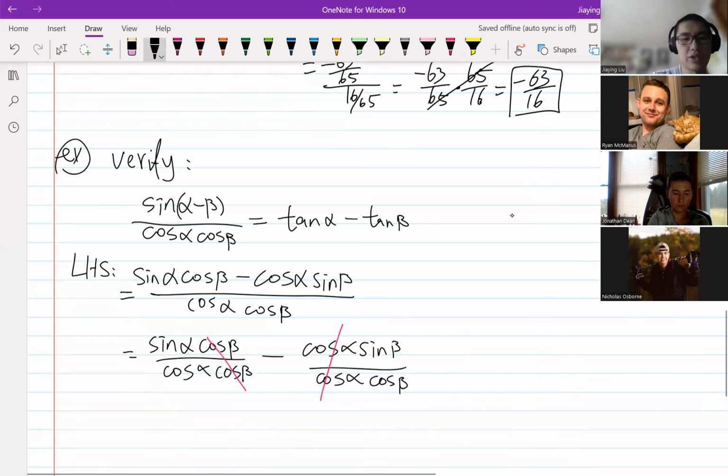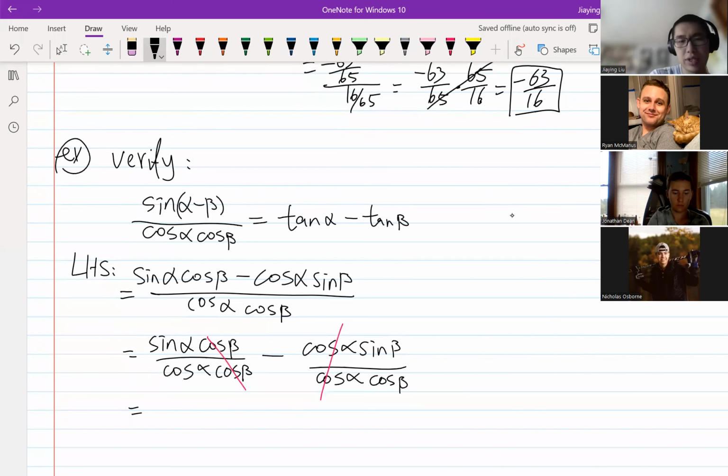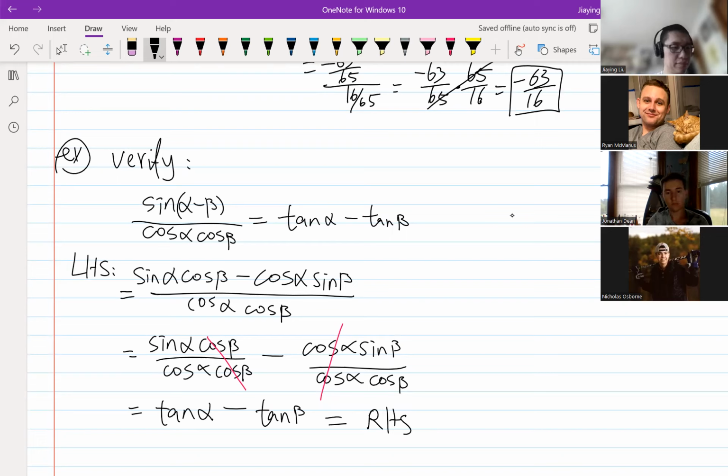And now if we look at each term, we get sine alpha over cosine alpha. So that's going to be tangent alpha minus sine beta over cosine beta. So that's a tangent beta. And that's equal to the right-hand side. So the identity is true. Any questions on this? All right. So that's the sum and difference of angles formula.